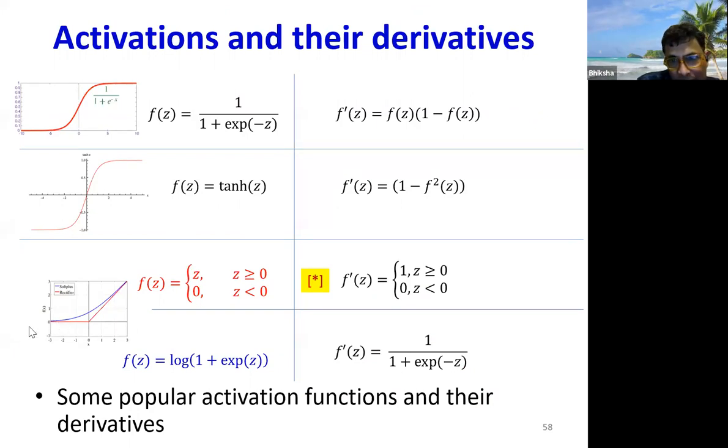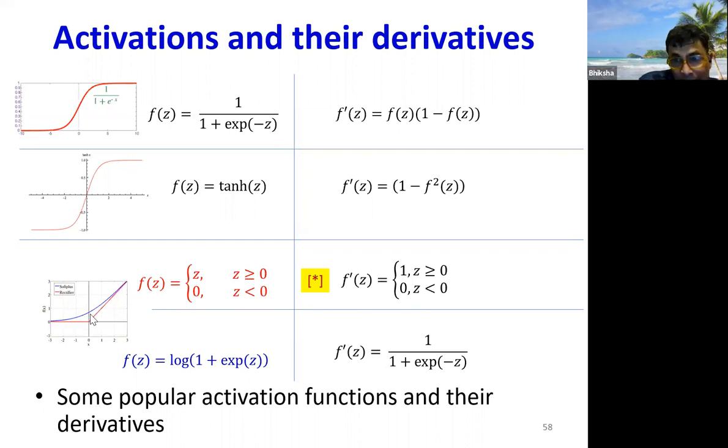This red curve here is the rectified linear unit. This is also very popular. Now the output equals the input when it's positive, and it's 0 when the input is negative. And at z equals 0, the value is 0. But then the derivative of this function, in the negative regions, is going to be 0. In the positive regions, it's going to be 1.